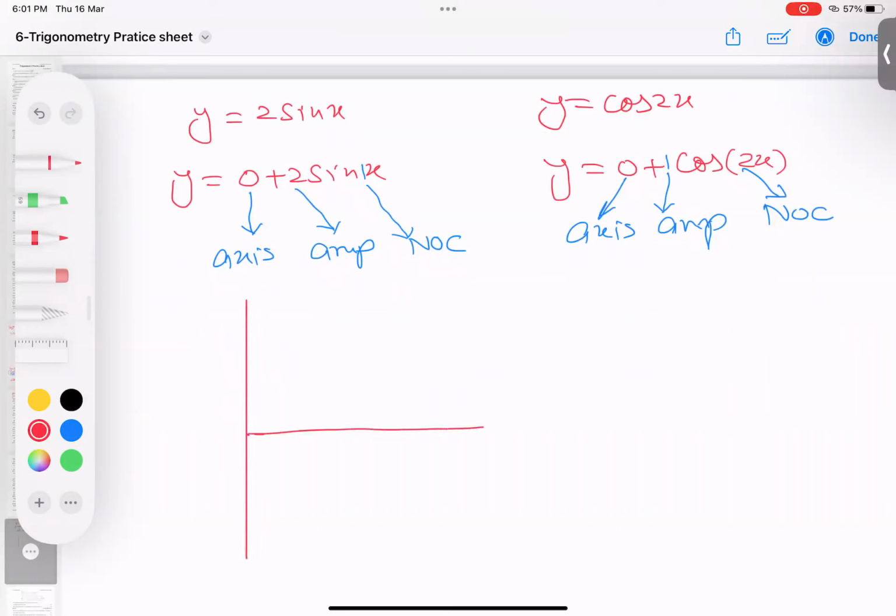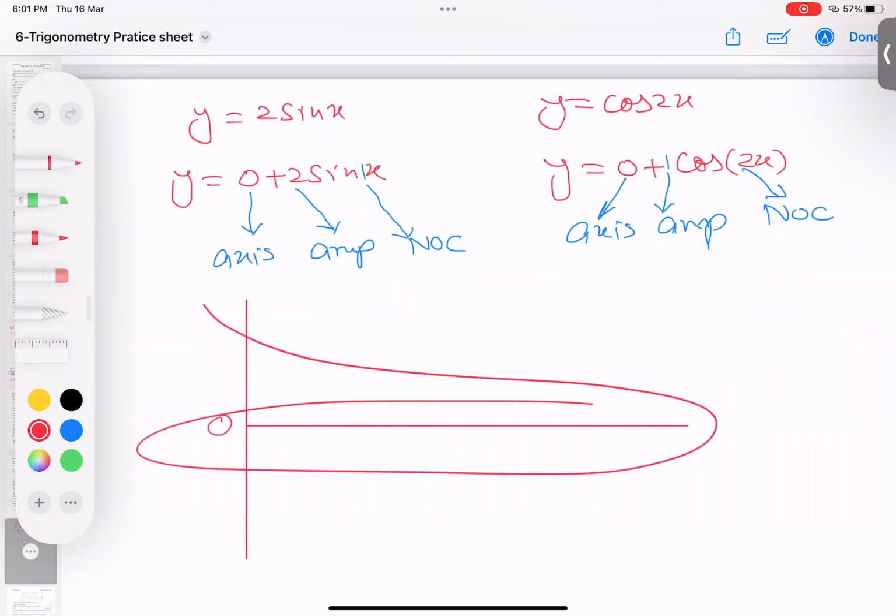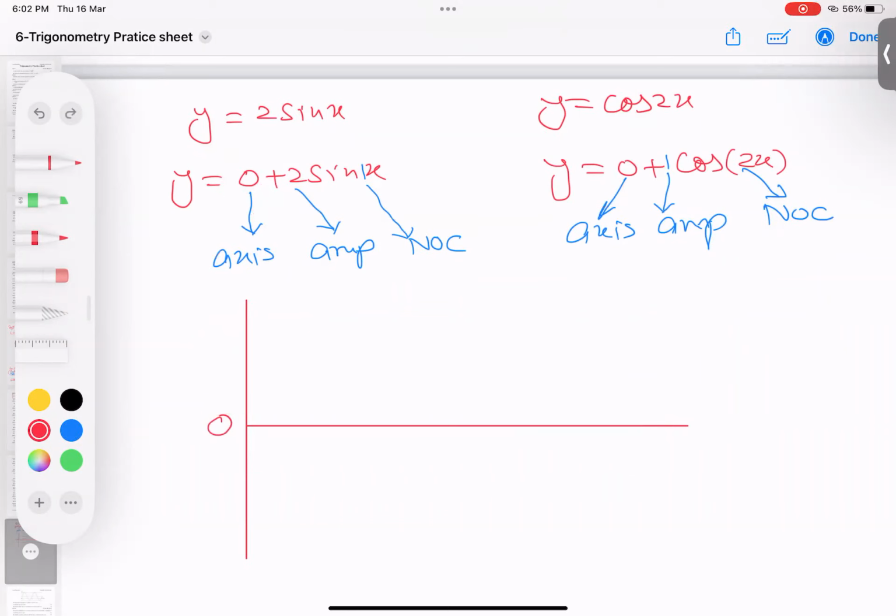Let's start. This is 0. How come? Because the middle line is always called the axis, and the axis is 0 for both graphs. So 0 is here. But the important thing is that for this graph the amplitude is 2, and for this graph the amplitude is 1. So the highest amplitude is 2. So 1, this is 2, and with the same approach, this is minus 1 and minus 2.